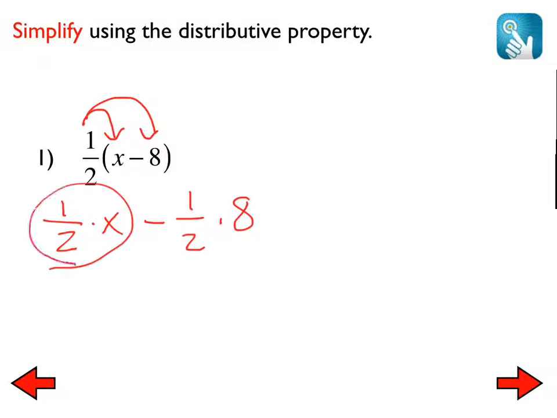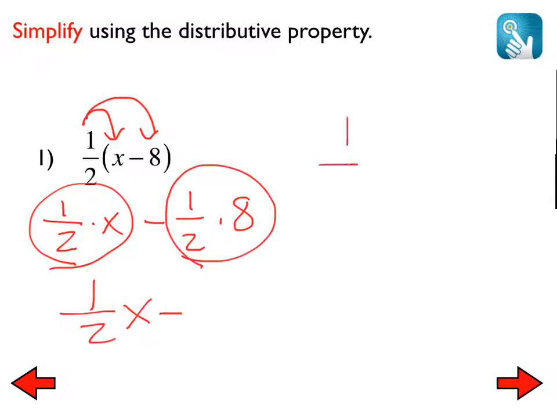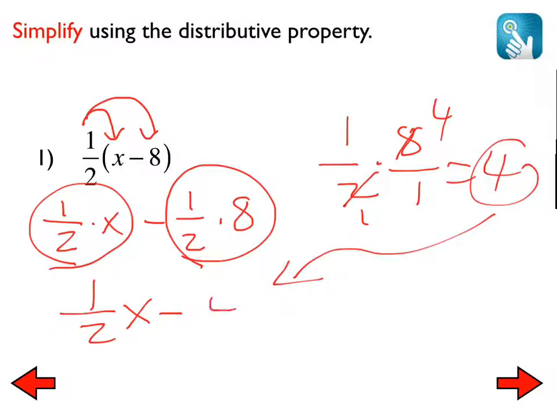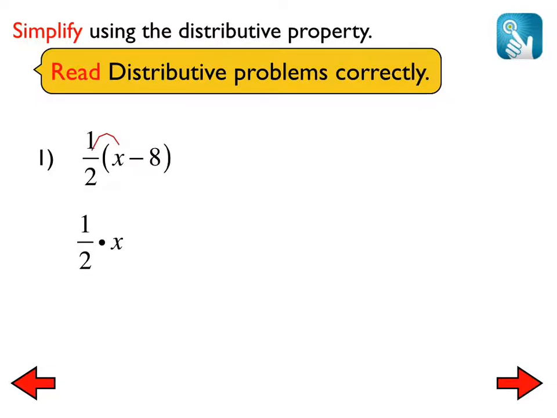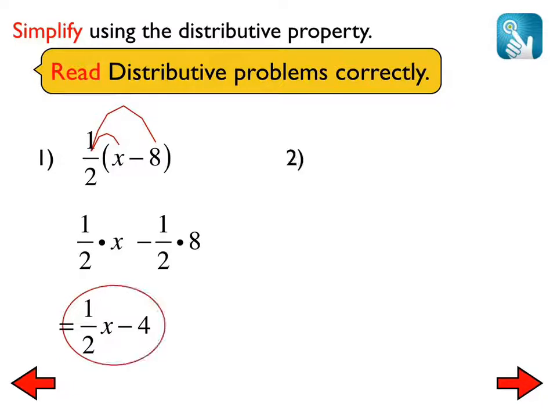So obviously right here, this is 1/2 x. And then we have this issue right here where some of you may have to, off to the side, do a little bit of work to figure out that that part right there is 4. And so 1/2 times the quantity x minus 8 is 1/2 x minus 4. And if you did not get that, fix it as usual. All right, so once again, 1/2 times x is 1/2 x. 1/2 times 8 is 4, so we end up with 1/2 x minus 4 for the simplification using the distributive property. Everybody try number 2.